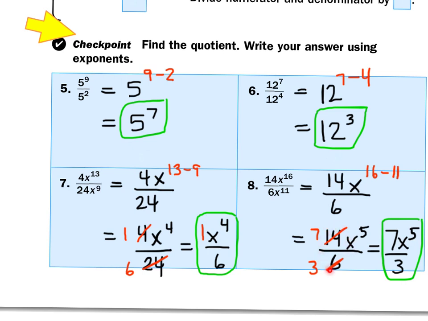And now look at the 14 and the 6, and they have a common factor of 2, so I divided by 2. So 14 divided by 2 left me with 7. 6 divided by 2 left me with 3. So that gave me 7x to the 5th power over 3.